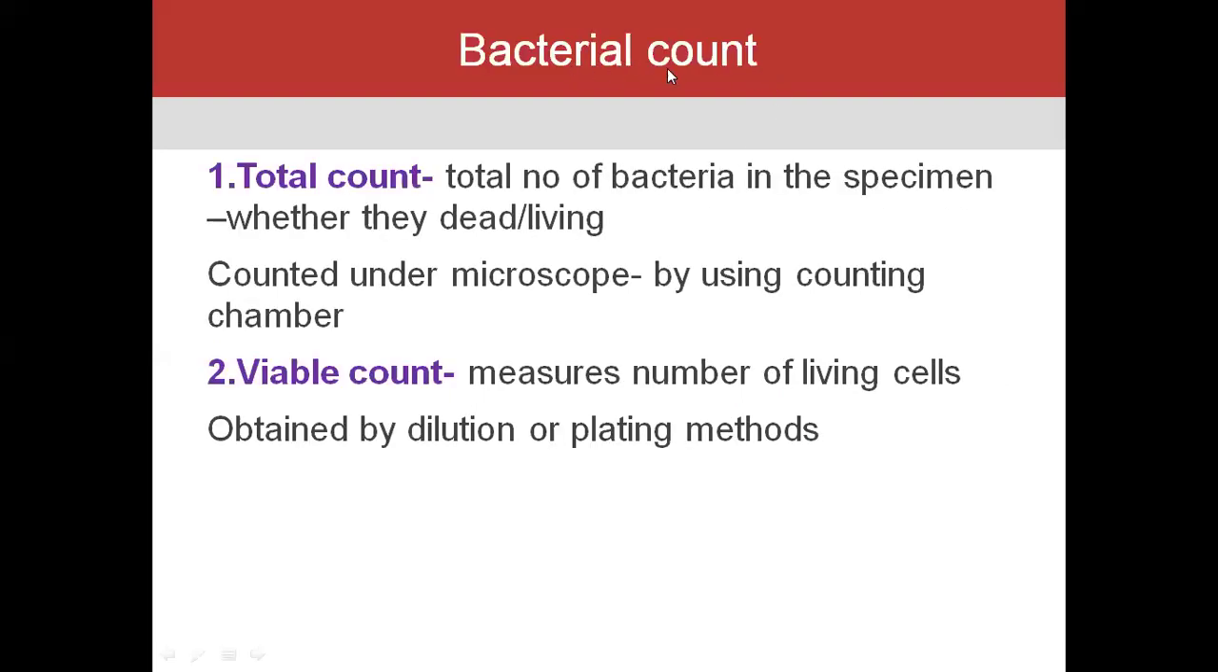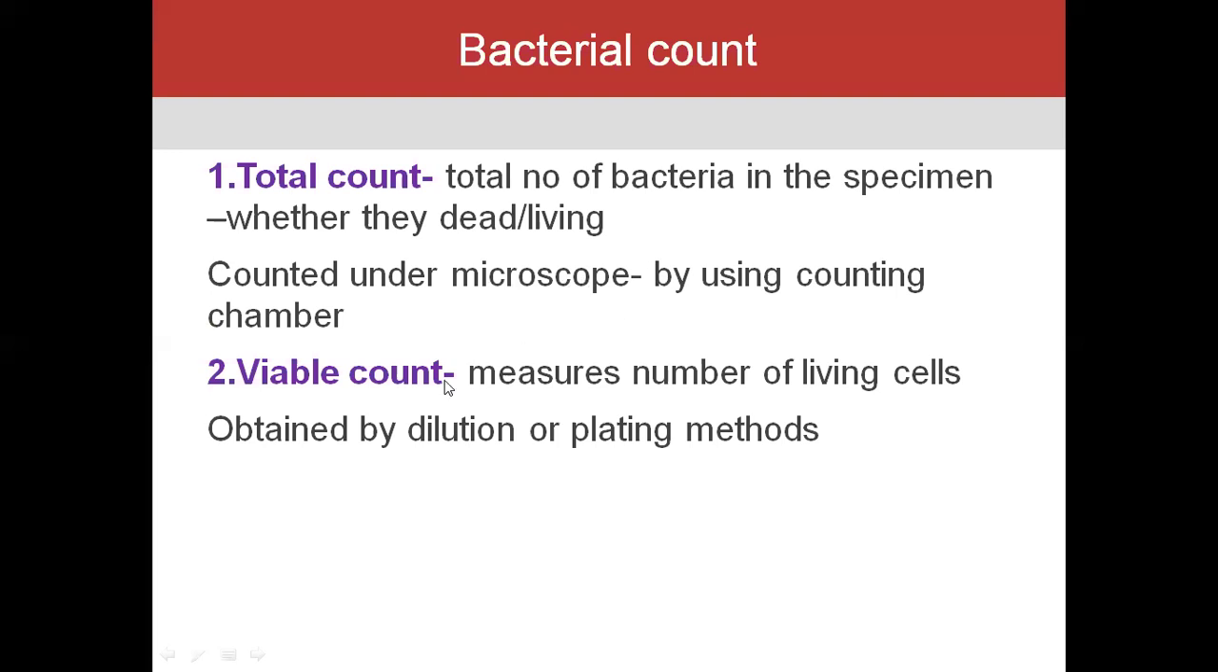Next, bacterial count. There are two methods to count the bacterial cells. One is total count and another is viable count. In the total count, we count the total number of bacteria in the specimen, whether they are living cells or dead cells. This is done by using counting chambers. Bacterial specimens are placed under counting chambers, like the Neubauer chamber, and observed under the microscope.